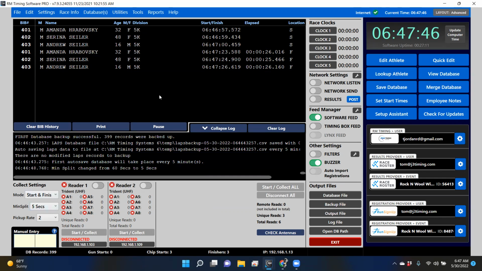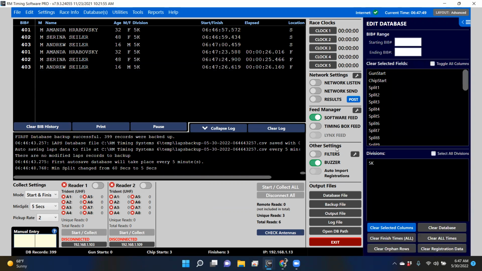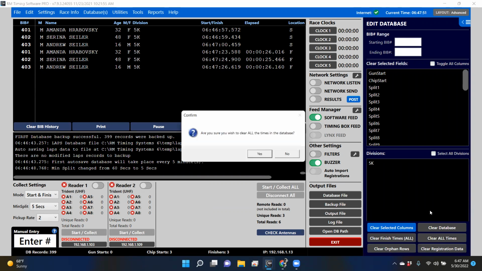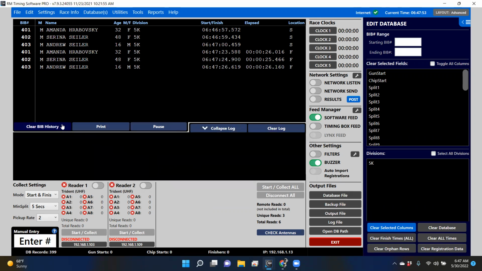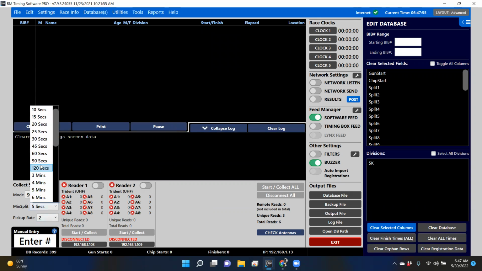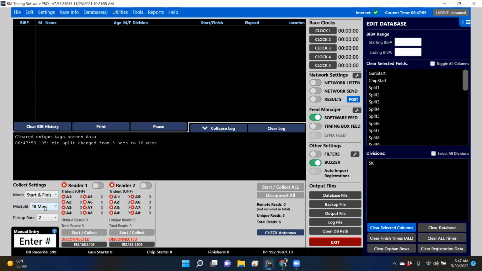So the solution here, we're going to go to edit database. We're just going to clear out all the times. And we're going to start over with a min split of 18 minutes. This should always be 18 minutes. Basically, you're looking at what's the quickest somebody could possibly do this course. A lot of our courses are pretty tough. It might be 20 minutes, but you might get a fast person out there that can do 18. So 18 is a safe bet. We usually set it at 18.